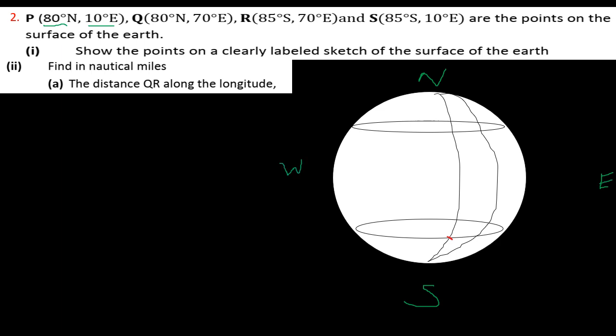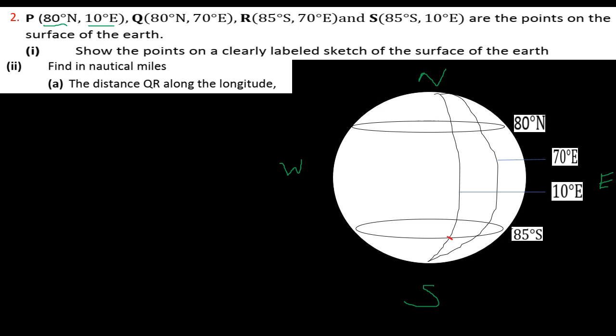Meaning that to put this on this diagram, we can say this is latitude 80 degrees north and this is latitude 85 degrees south. Then to check out our longitudes, you'll see that we have been given two main longitudes. We have 10 degrees east and 70 degrees east. Both are on the east side, so these are the labels in this case. So we have the 10 degrees and the 70 degrees.